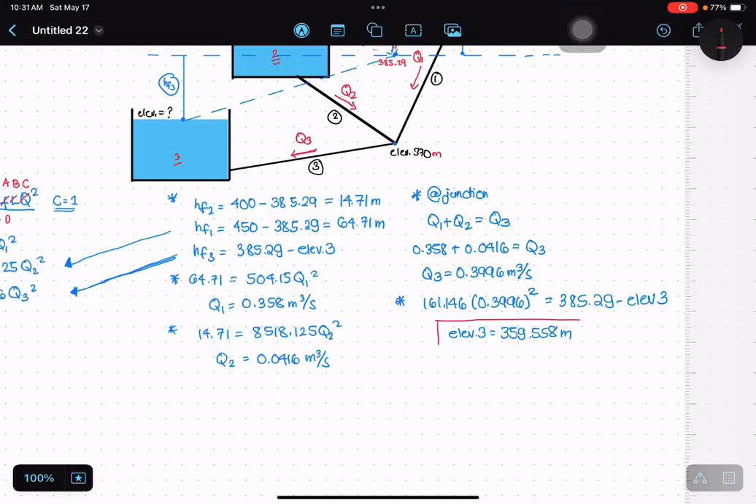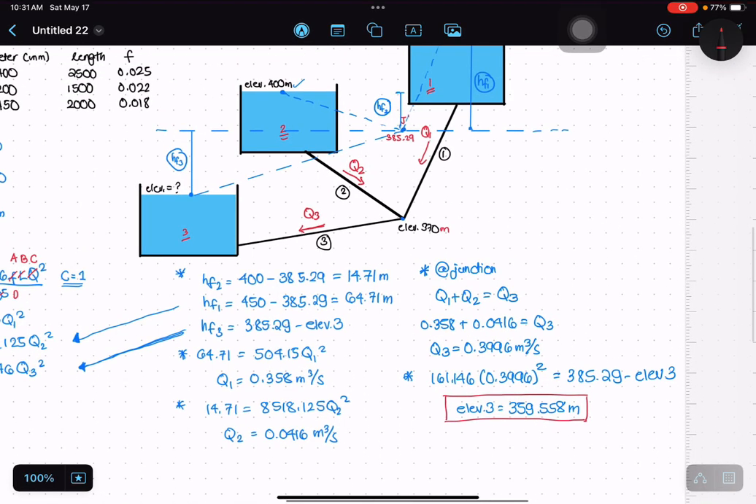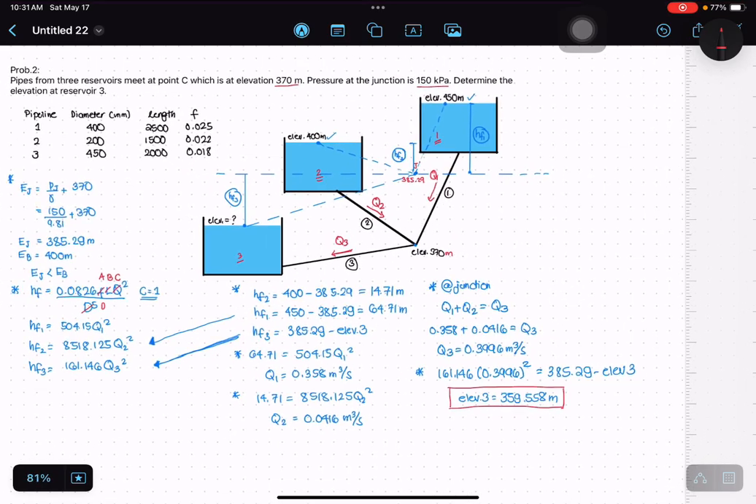And indeed, kung titingnan nyo, it's lower than 400 and also lower than 385, which is the elevation of J prime. So, indeed, it's the lowest elevation. Siya yung re-receive. Okay, so that's it for this problem.